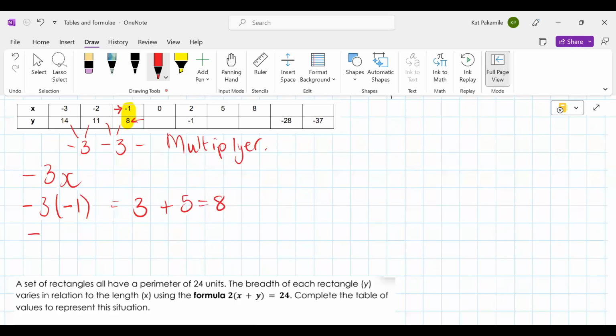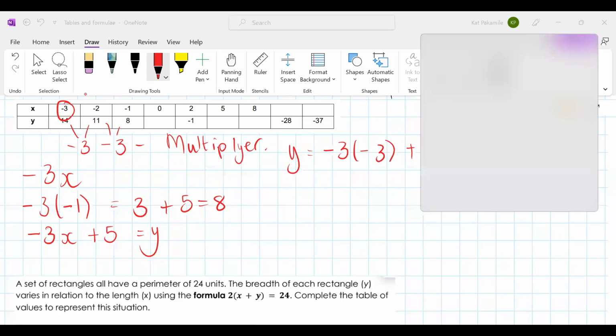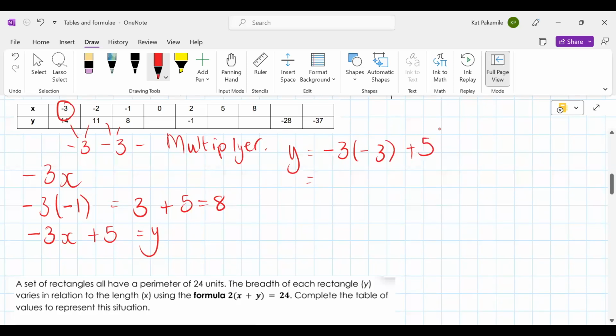Therefore, our formula is to be -3 times my input plus 5. Okay, now let's test it using a different input. Let's test it using -3, okay? So if I say y equals -3 times -3 plus 5. What's -3 times -3? -3 times -3 is 9.